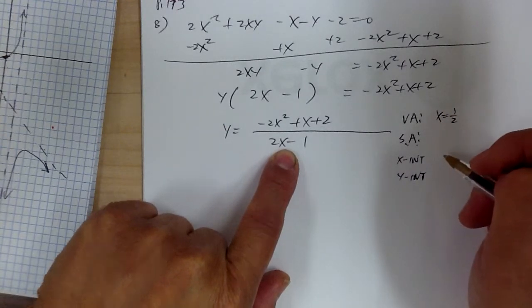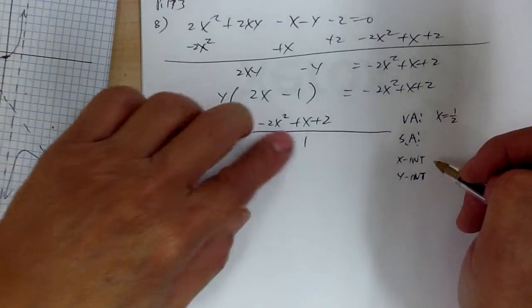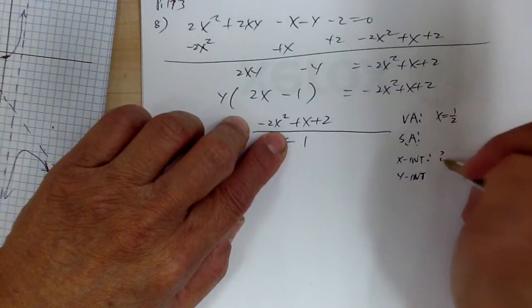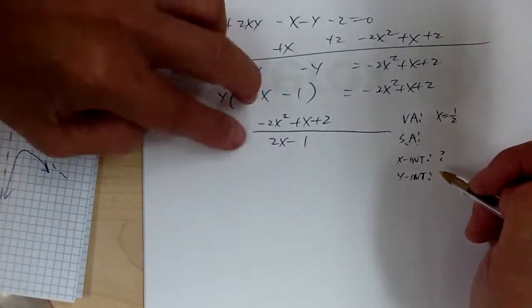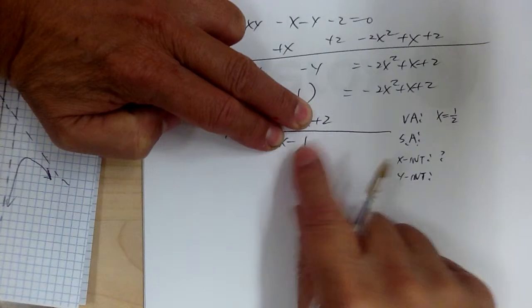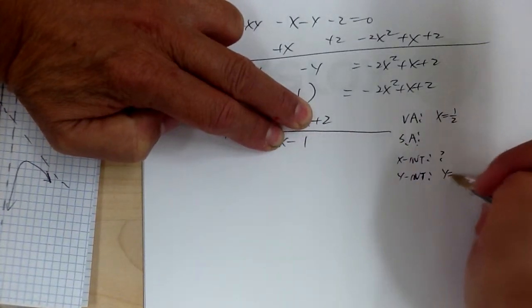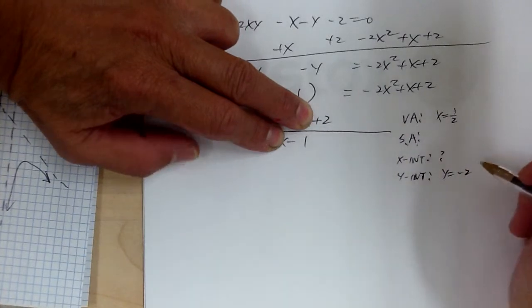Slant asymptote, you can wait. X-intercept is when you set y equal to 0, where it crosses over. This one is kind of hard, so don't waste time. Y-intercept is when you set x equal to 0. So when you set x equal to 0, all this will be gone. So it will be 2 over -1, which gives you -2. So the y-intercept will be y equal to -2.